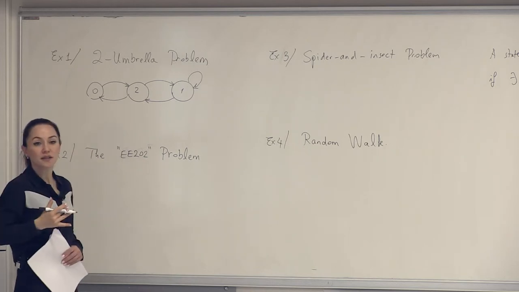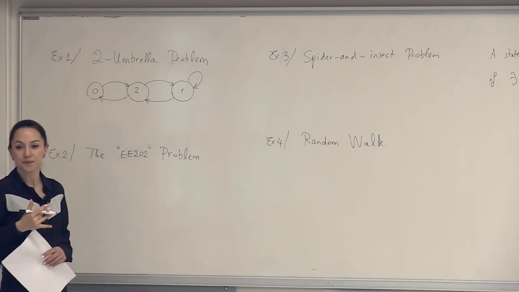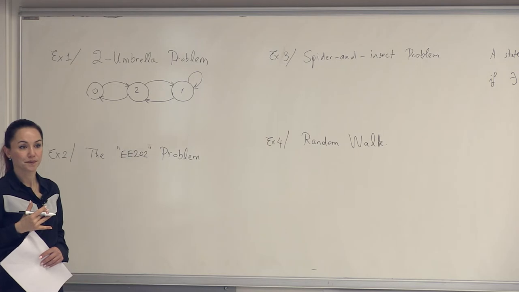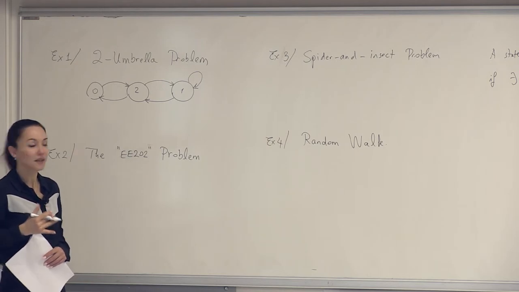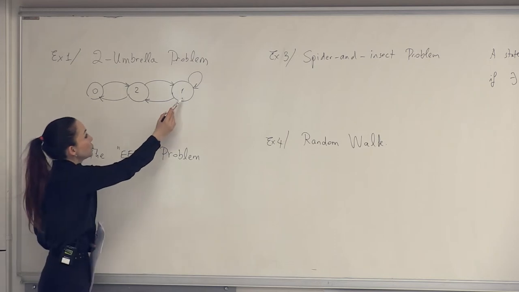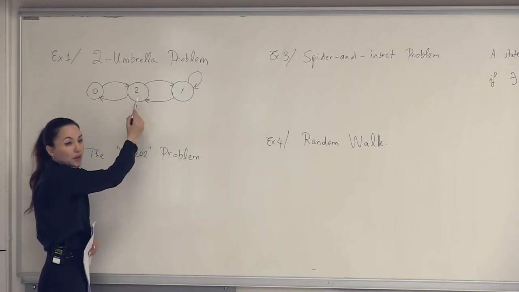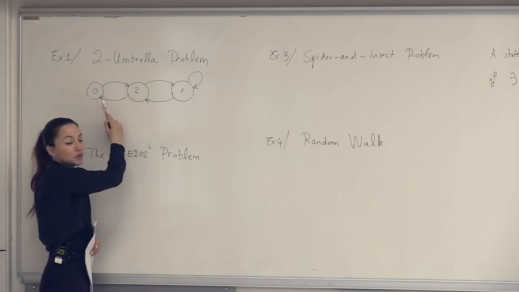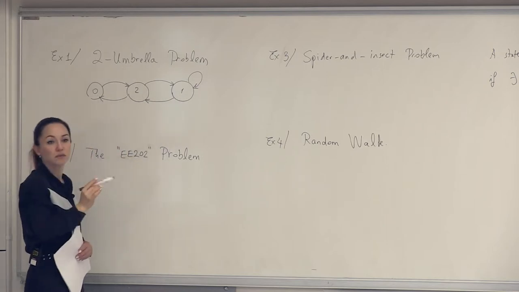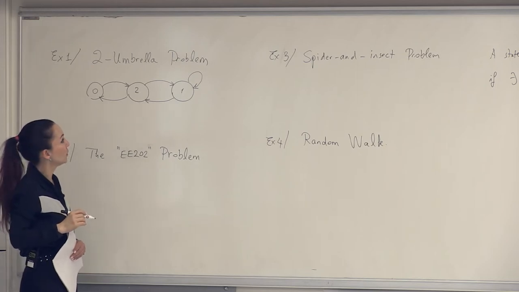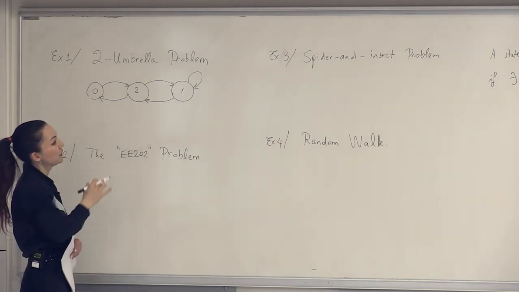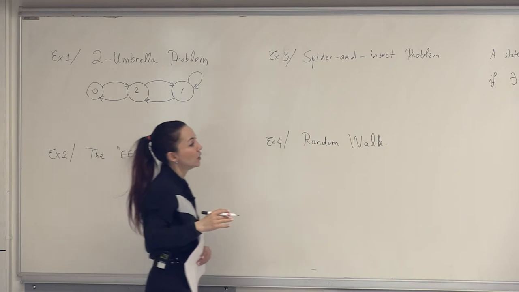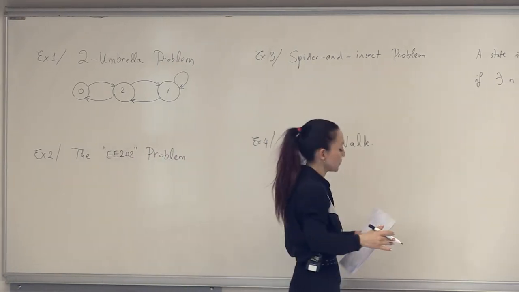transitions with non-zero probability. So in this case, which state is accessible from which state? All of them are accessible from each other, right? For example, 1 is directly accessible from 2, but 1 is also accessible from 0 in 2 steps. Awesome. Okay, so there is no state here that is not accessible from any other state.